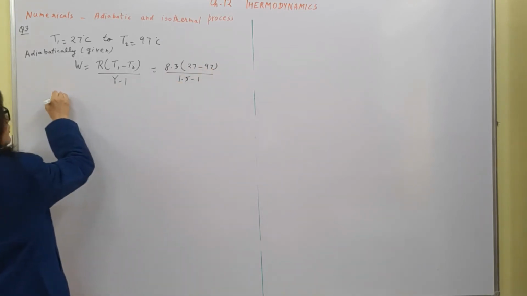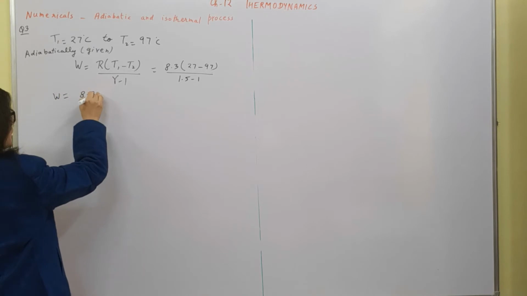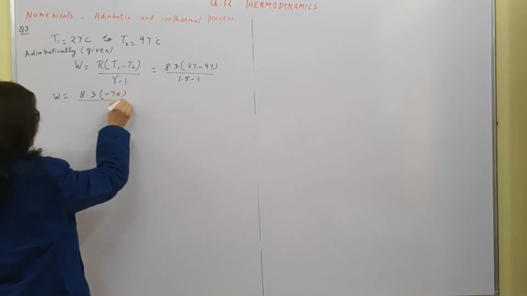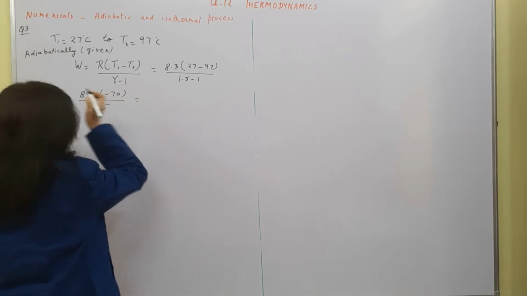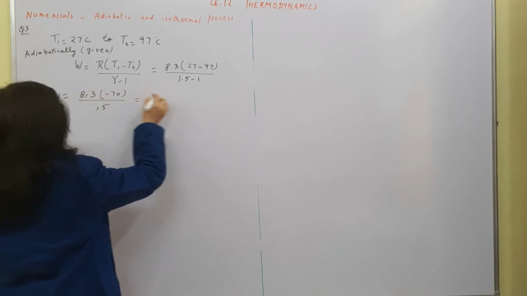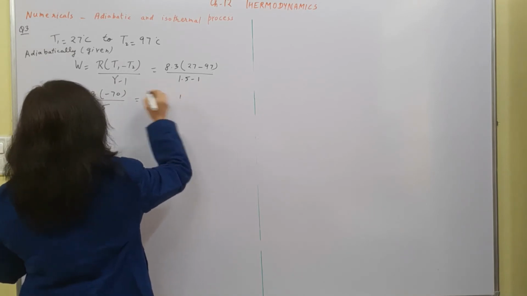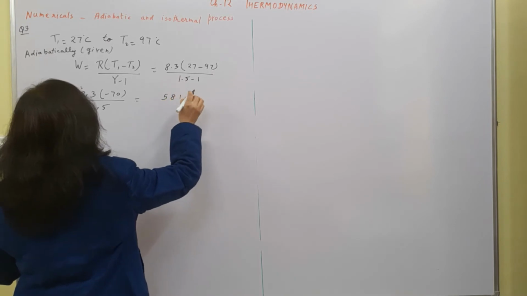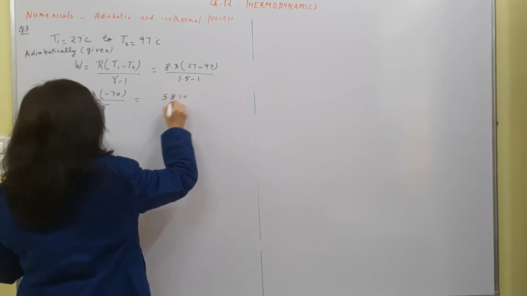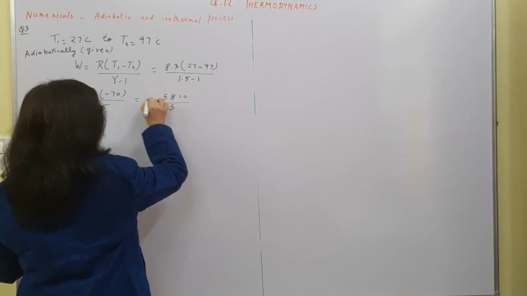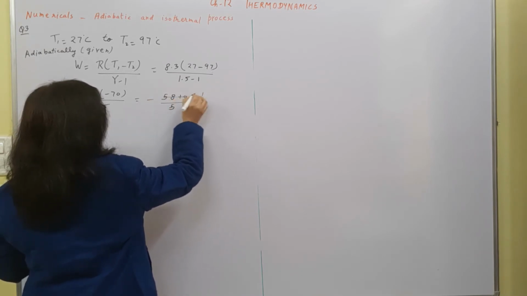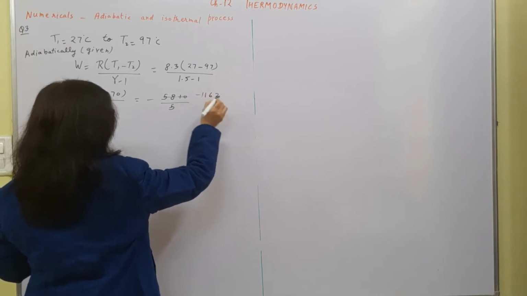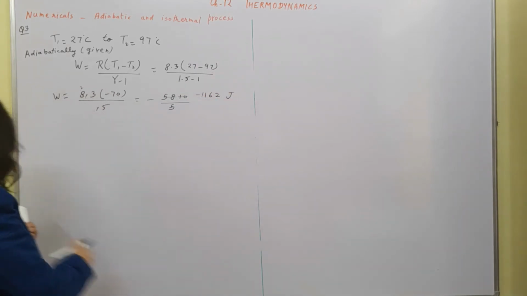So this gives me work done is equal to 8.3 into 70 minus 70 upon 0.5. So this is 7 3s are 21. This is minus 1162 joules.